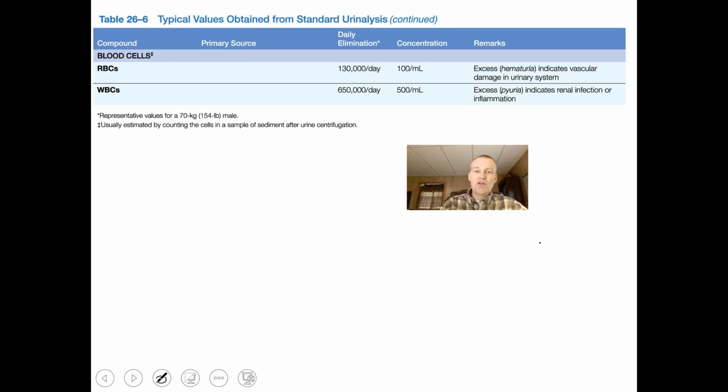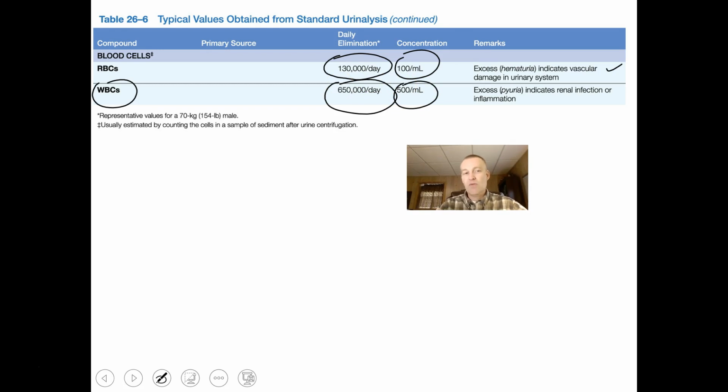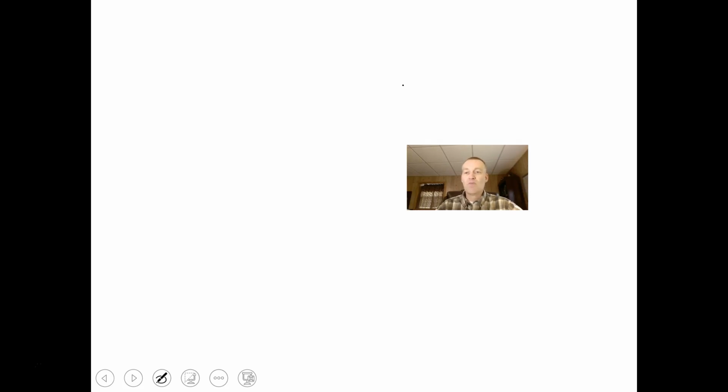So you do have some red blood cells in your urine. 130,000 red blood cells per day, or 100 per milliliter, is what you would expect to have as a normal value. If you have excessive numbers of those, then there's something wrong with your body. And white blood cells, something in the order of 650,000 per day will be eliminated, 500 per milliliter. So there's a lot of white blood cells because they're actively trying to fight infections that may be in those parts.